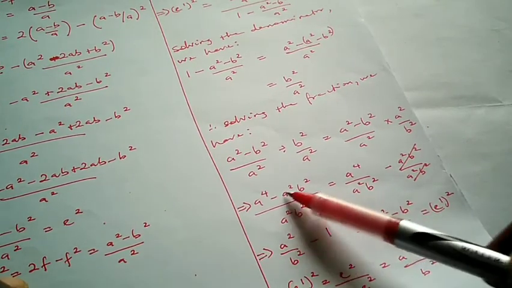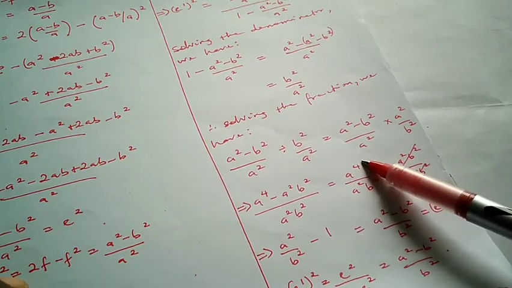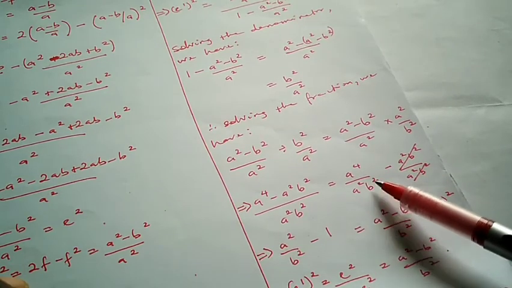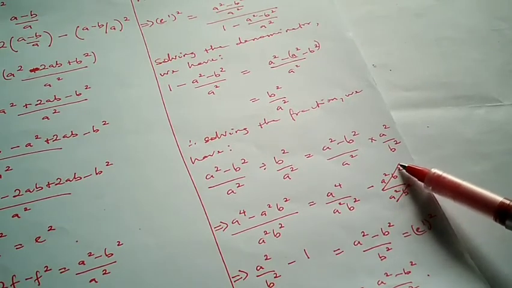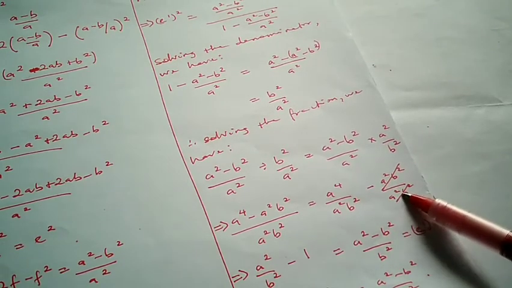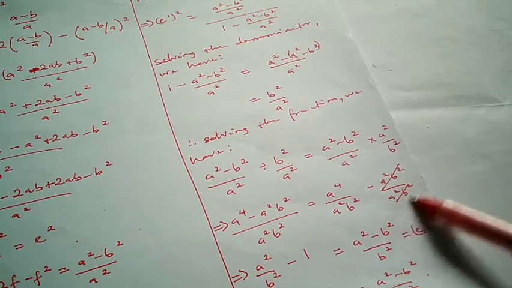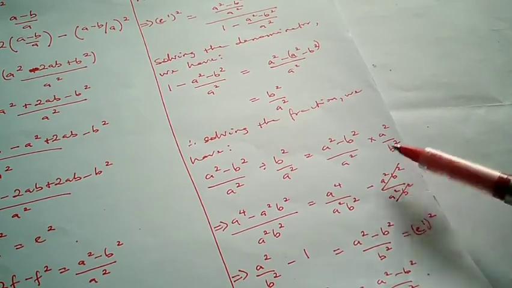So for us to split them, we have what? A raised to power 4 divided by a squared b squared minus what? A raised to power 2b squared divided by a squared b squared. So we now see that these two are the same, therefore they can cancel out, leaving us with 1.